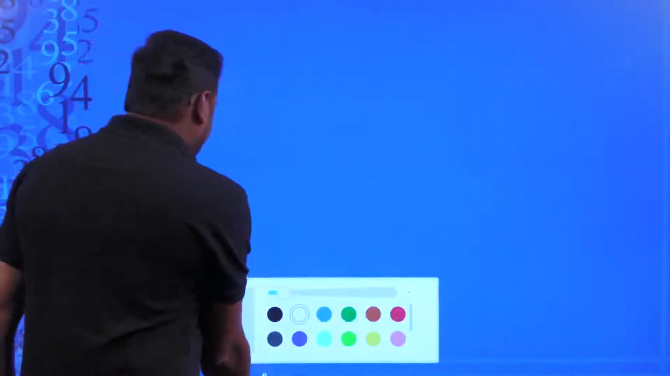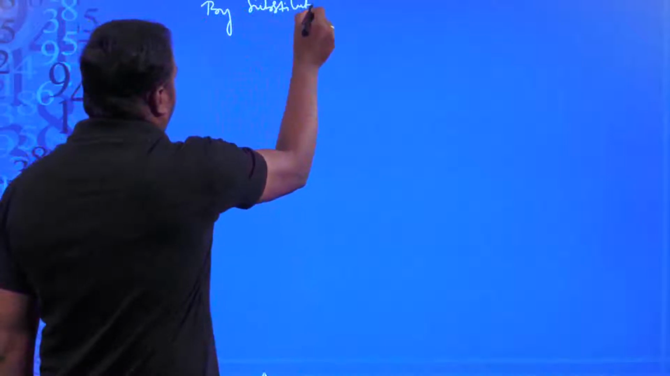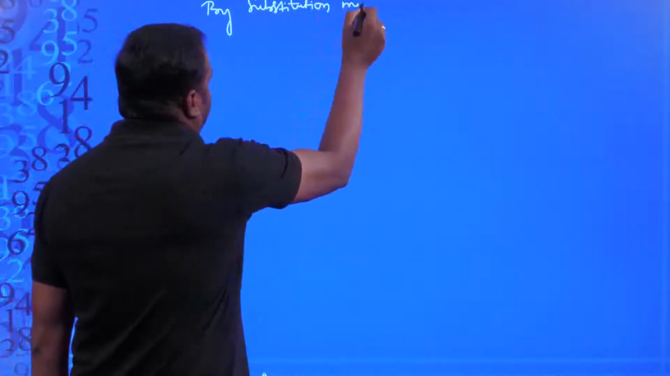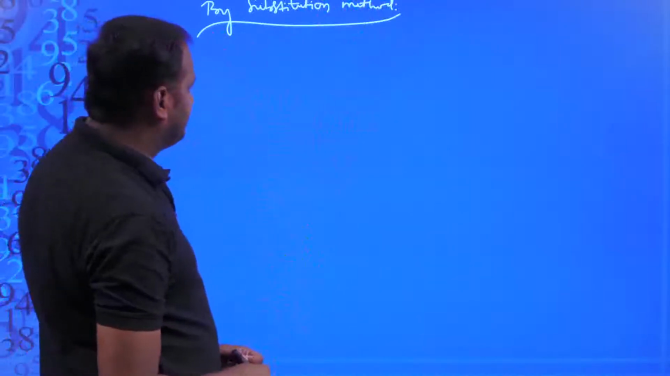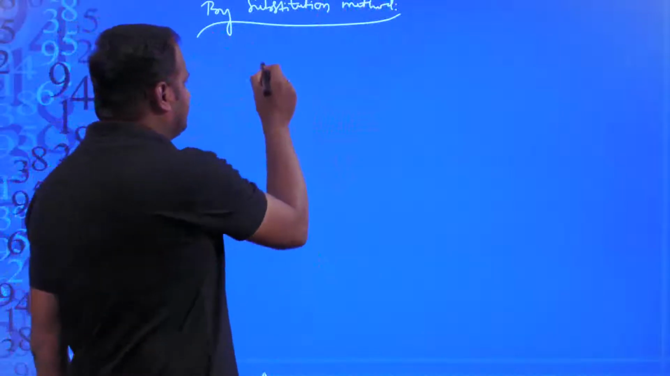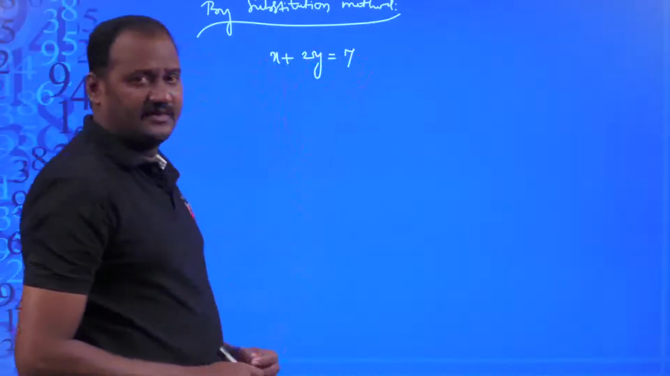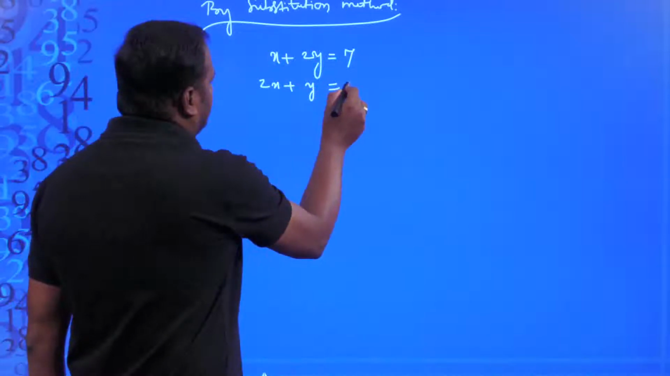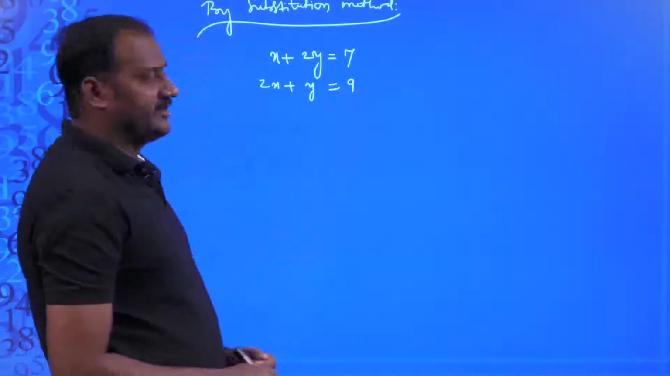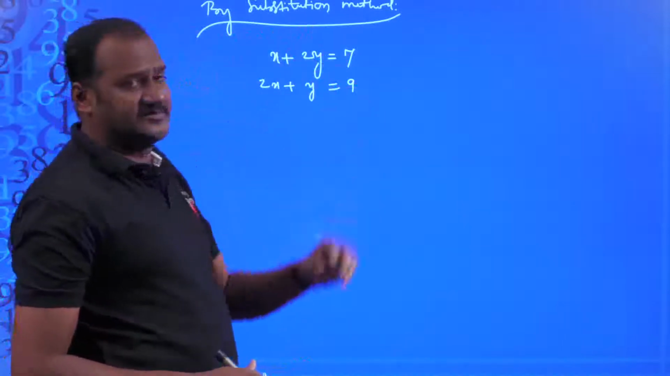First thing is by substitution method, right. So, according to this method, I am going to take a pair of linear equations in two variables. They are, for example, x plus 2y is equal to 7, and the second equation is 2x plus y is equal to 9. These two are a pair of linear equations. We are going to solve this pair by substitution method.